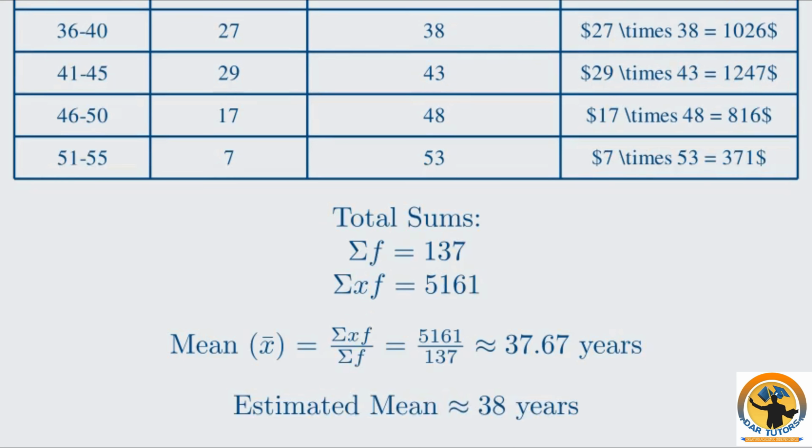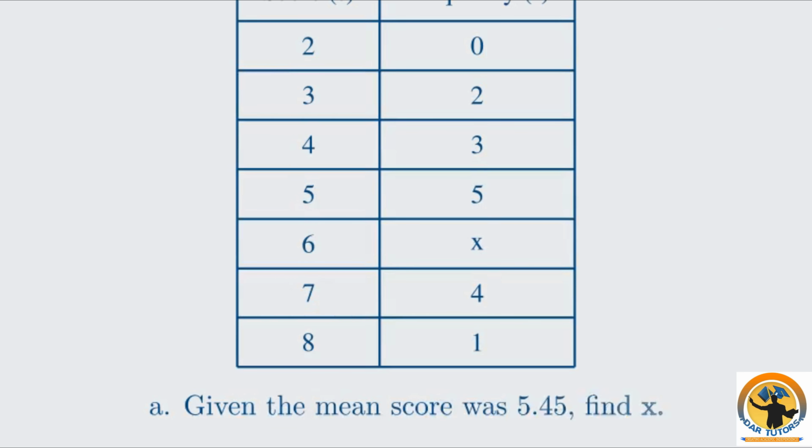Rounding to the nearest year, we can estimate that the mean age of the bus drivers is 38 years. This is our best estimate given the data we have. Let's work through an IB-style problem to find missing frequencies in grouped data. The table shows test scores, but the frequency x for the score of 6 is missing.